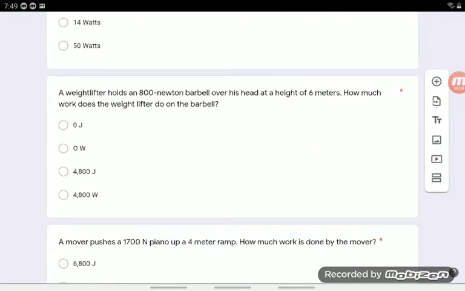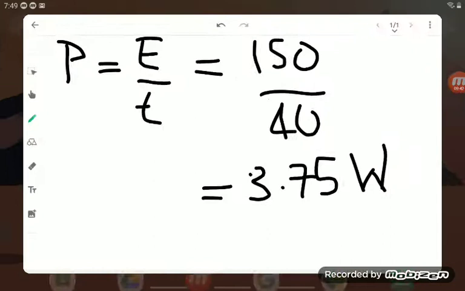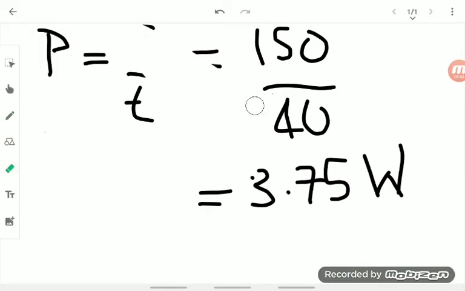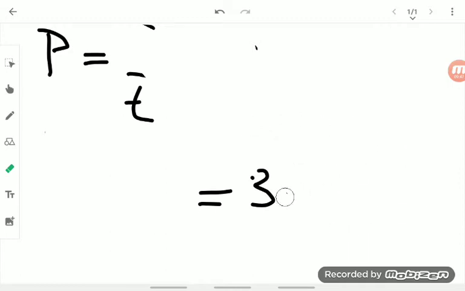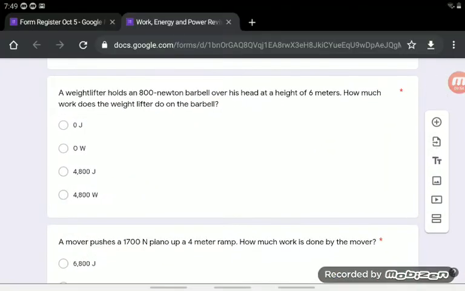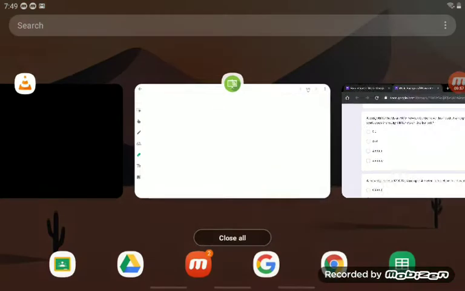The next one says, a weightlifter holds an 800 Newton barbell over his head at a height of 6 meters. How much work does the weightlifter do on the barbell? All right, let's do that one. So it's an 800 Newton barbell, 6 meters. So work.